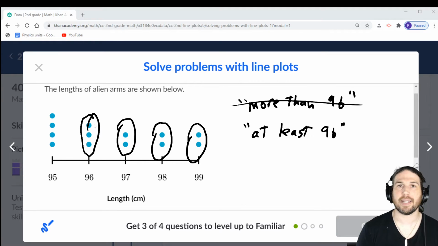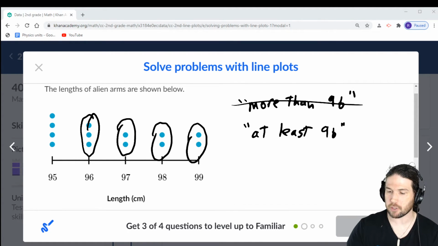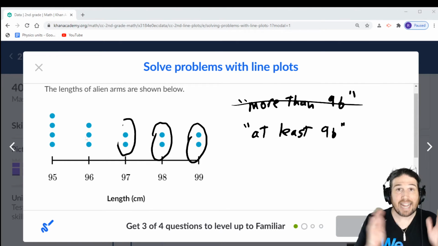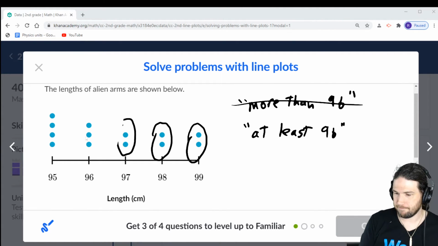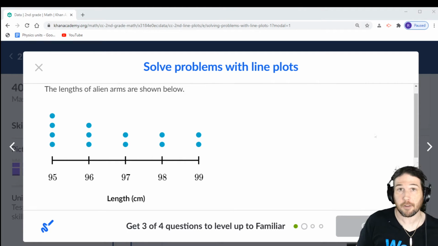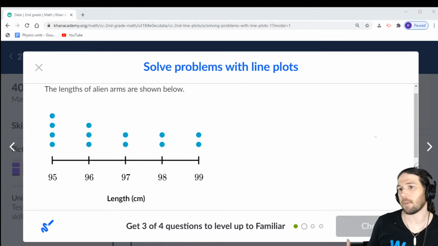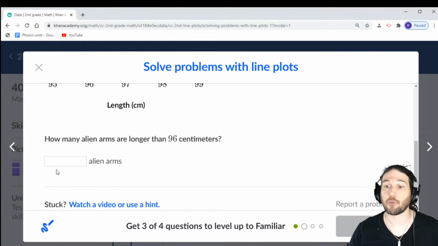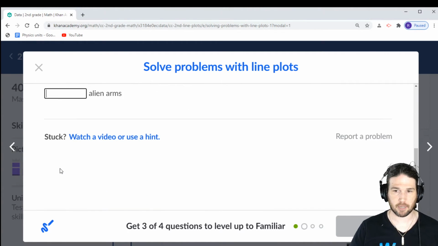So whether you are including or excluding your endpoint, your boundary point, is important. All right? When we say more than 96, we mean strictly more than 96. If we say at least 96, then what we mean is 96 or more. It's a subtle difference, but it can very easily be the difference between getting a problem right and getting a problem wrong. In this case, we have 6 that are strictly longer than 96 centimeters.